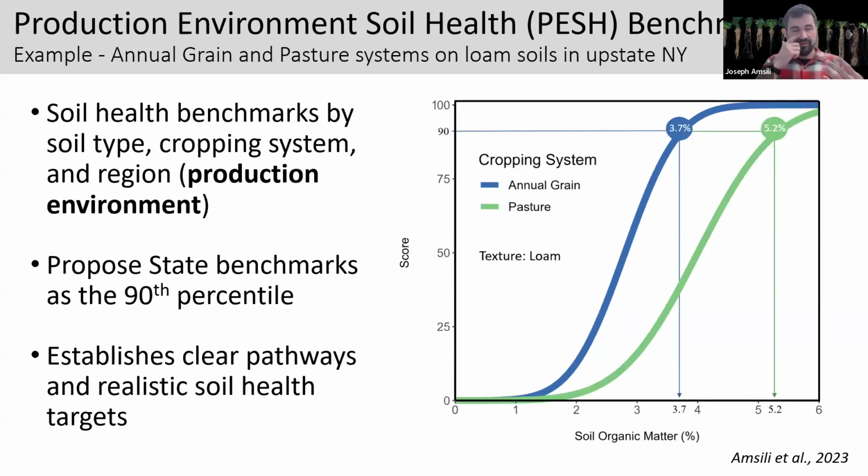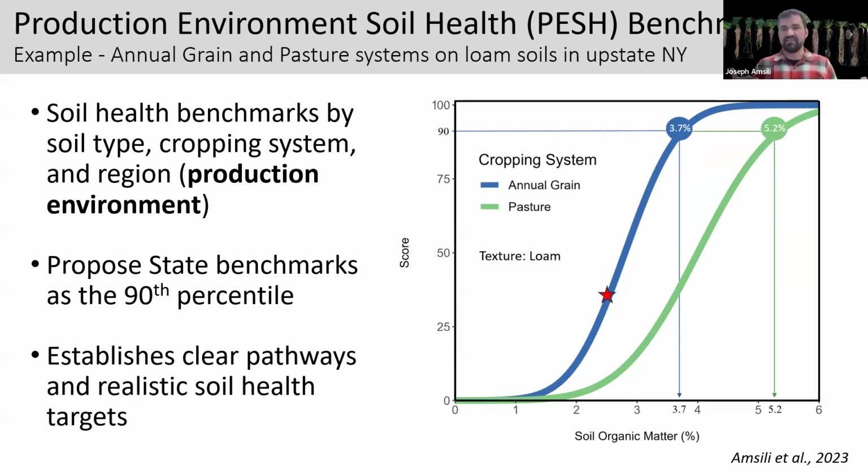So let's look at this again. For the legislation's purposes, for developing these voluntary soil health standards, we are proposing the 90th percentile for these state benchmarks. So here's an example where I've put both annual grain and pasture systems on loam soils in upstate New York. This voluntary soil health benchmark for annual grain would be 3.7% organic matter, but for a pasture would look like 5.2% organic matter. And this basically establishes clear pathways and realistic soil health targets depending on which cropping system and soil type and where you farm.